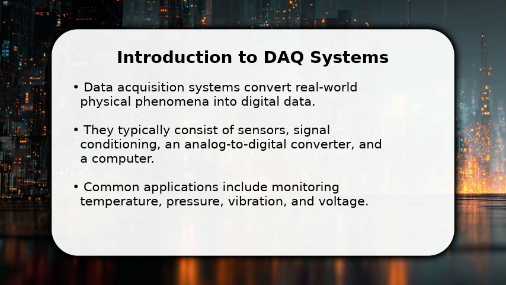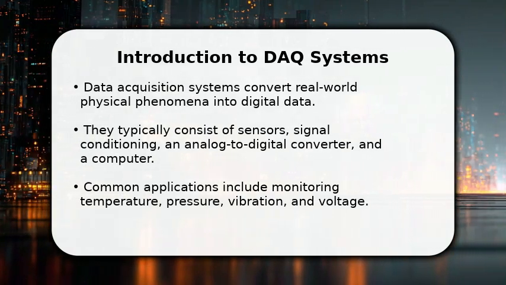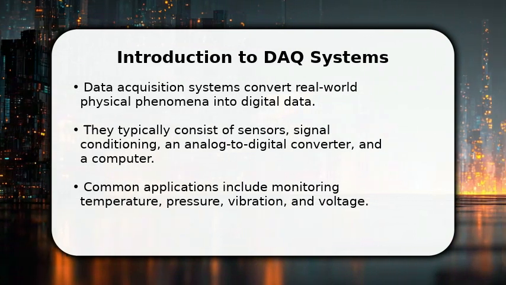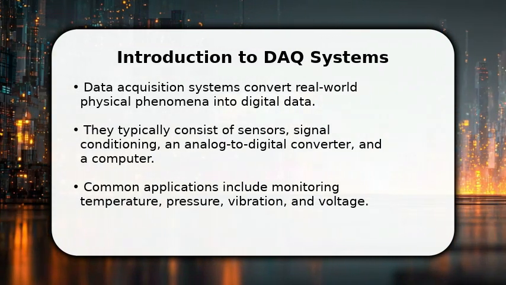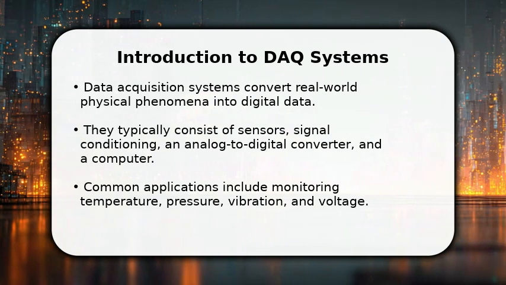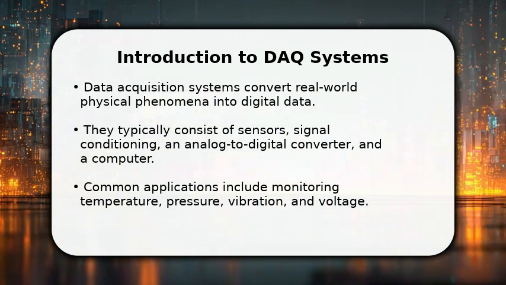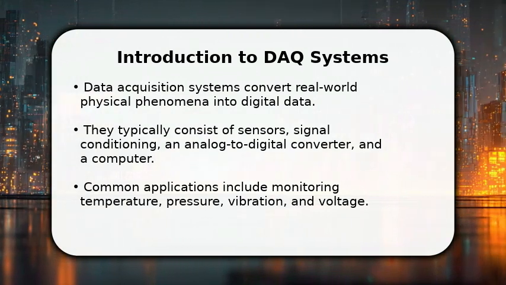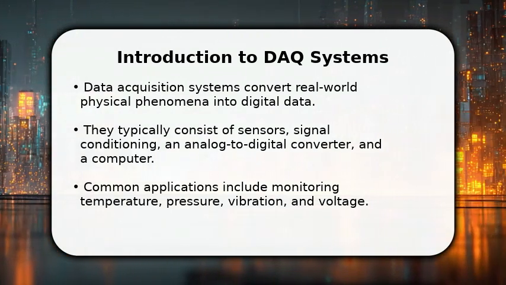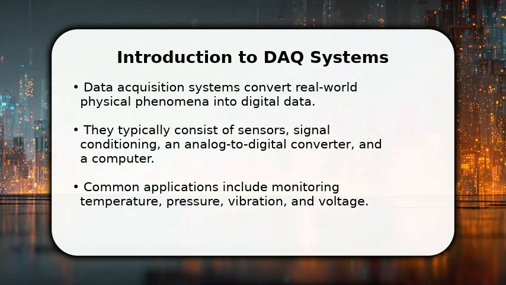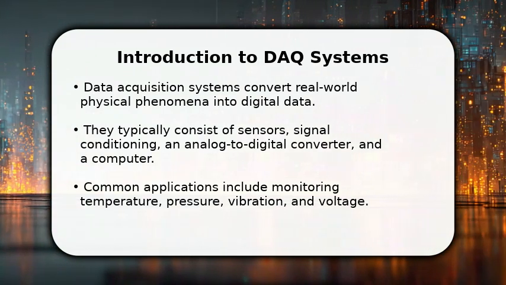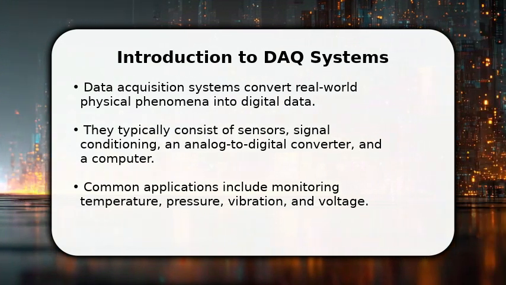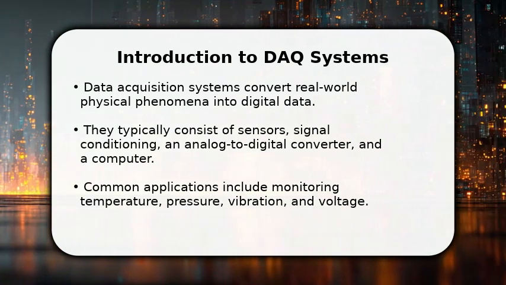In this video, I will explain how to use a data acquisition system. First, understand that a DAQ system converts physical signals into digital data. It typically comprises sensors, signal conditioning, an analog-to-digital converter, and a computer. These systems are crucial for monitoring various parameters like temperature, pressure, and voltage in many applications. We will cover the essential steps to effectively operate one, ensuring accurate and reliable data collection for your projects.